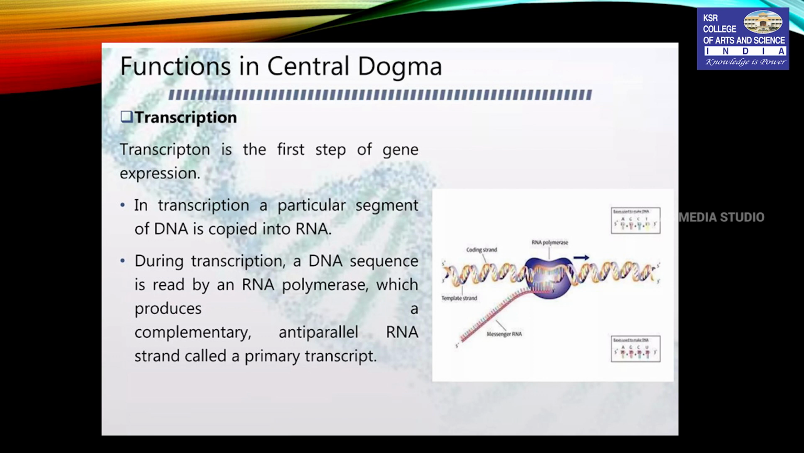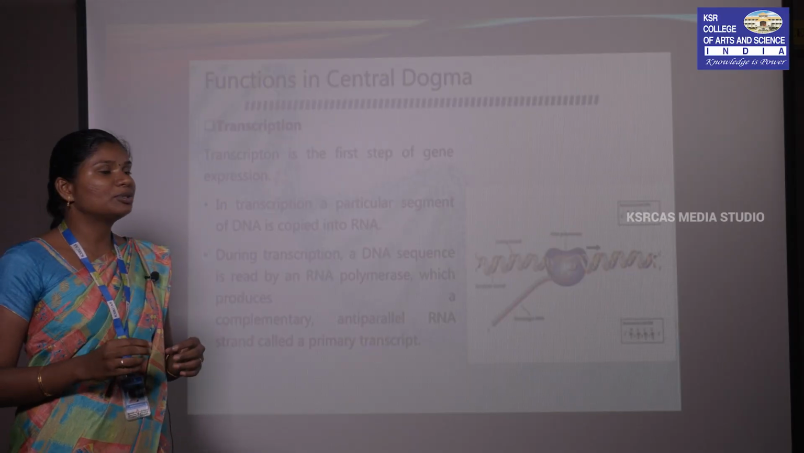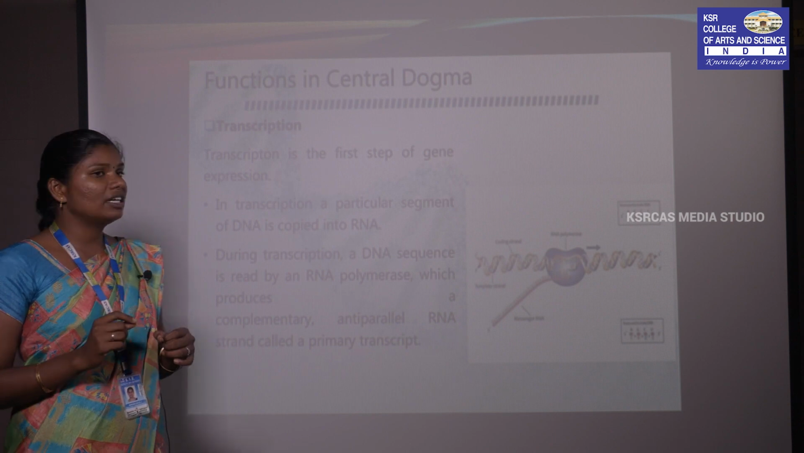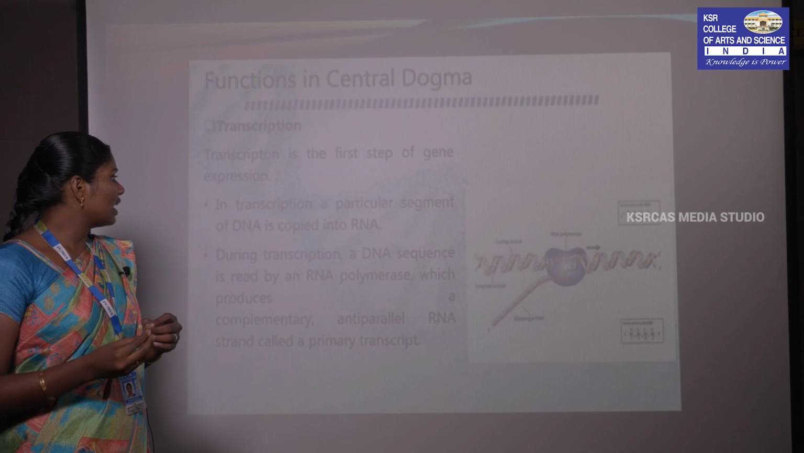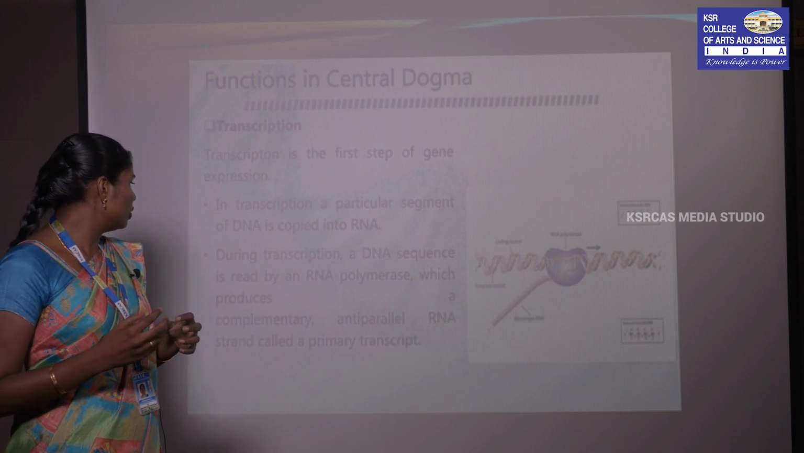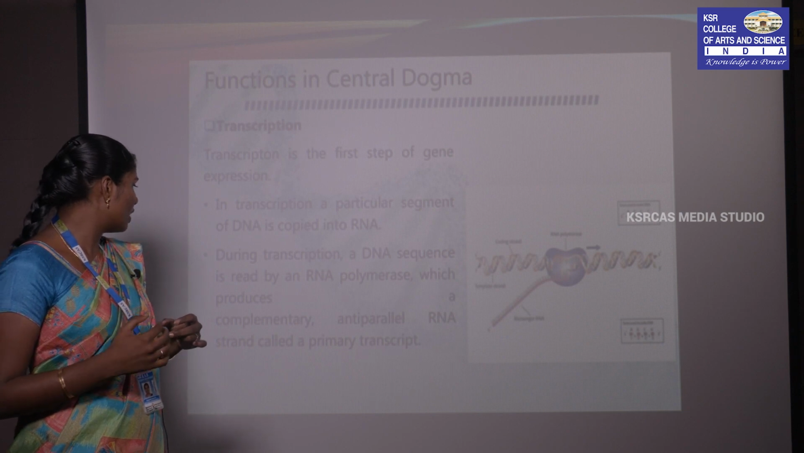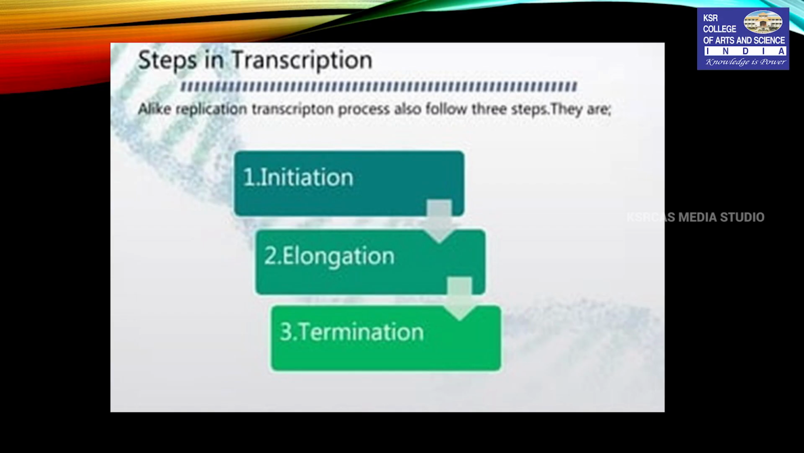Transcription. The first process is replication, another one is transcription. Transcription is the first step of gene expression. In transcription, a particular segment of DNA is copied into an RNA. During transcription, a DNA sequence is read by an RNA polymerase, which produces a complementary anti-parallel RNA strand called the primary transcript. As in replication, the transcription process also has three steps: initiation, elongation and termination.